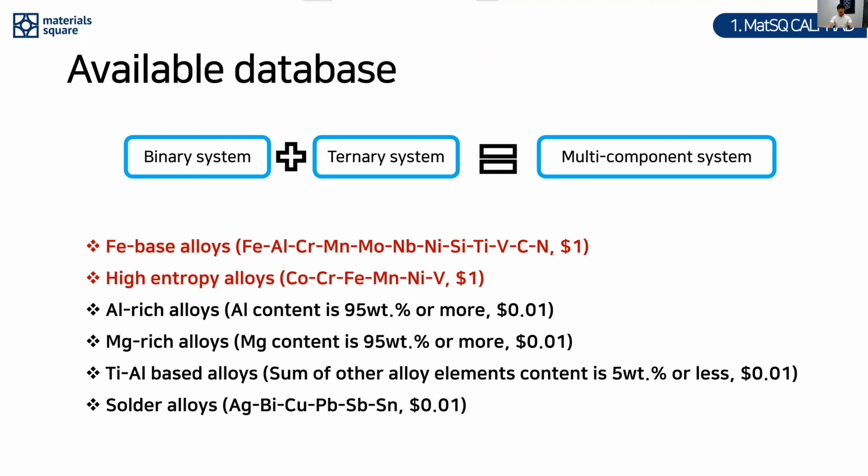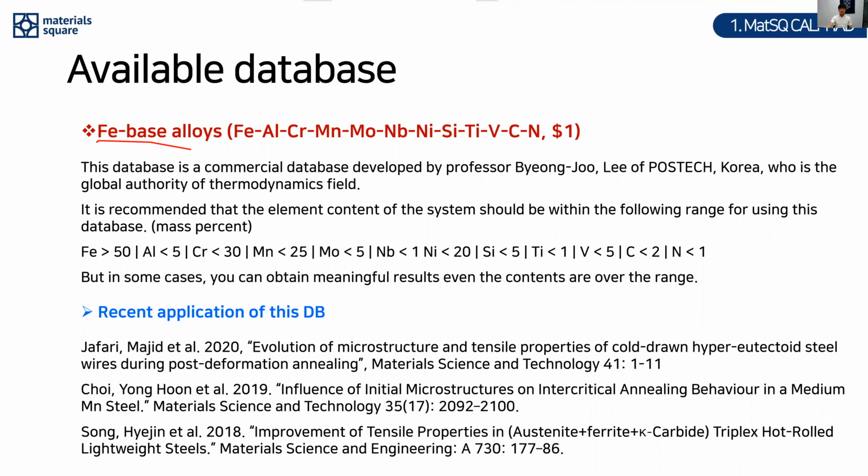Generally, a thermodynamic database for a multi-component system is based on Gibbs free energy formulas for binary and ternary systems. Sometimes, to develop a thermodynamic database for a multi-component system, Gibbs free energy formulas related to quaternary systems are needed. Our service provides two commercial databases, steel and high entropy alloy system, and a free database. Our steel database is the original version of the TCFA series in Thermo-Calc.